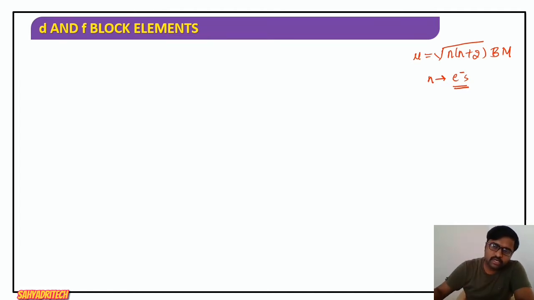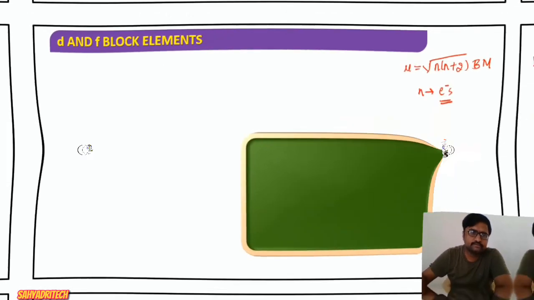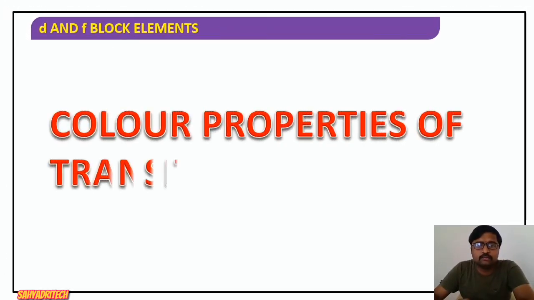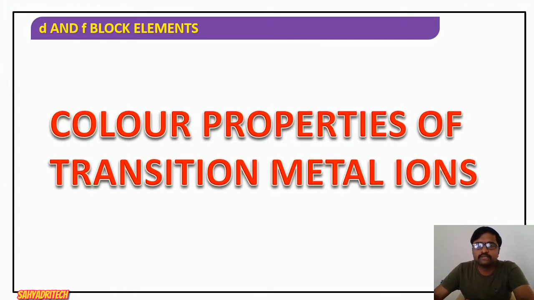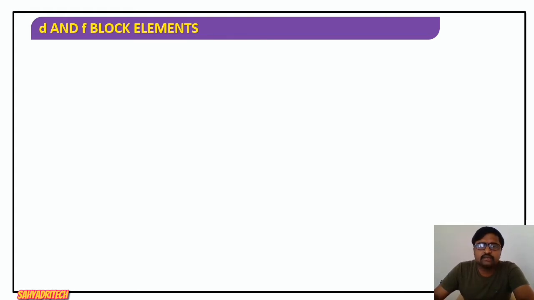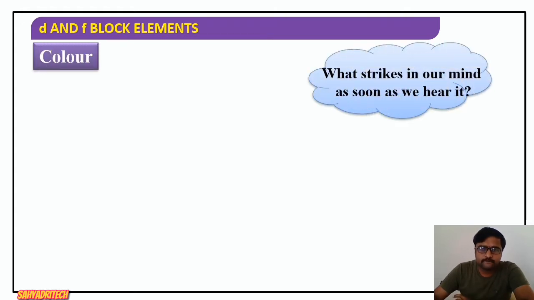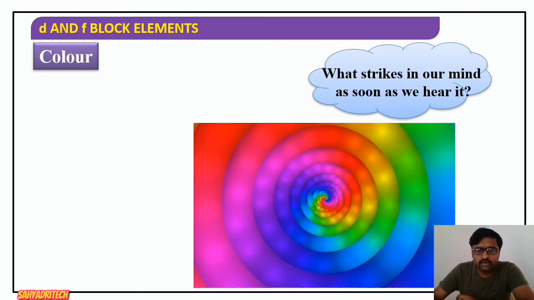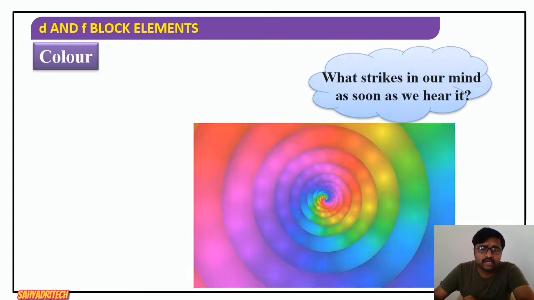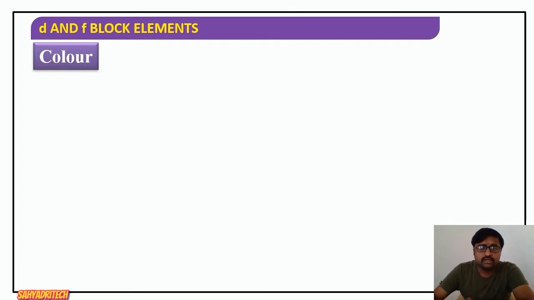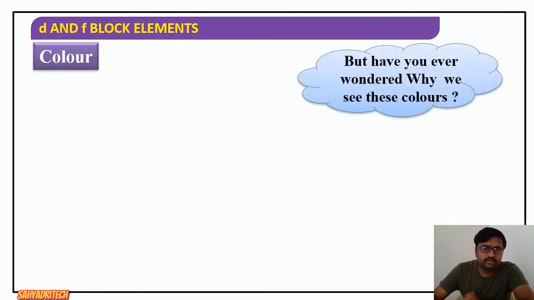The continuing part of the chapter, the property we are looking at, is the color properties of transition metal ions. If I consider the color of the transition metal ions or chemical species, if you think of color, what do you think of? Color means we have different colors. Usually we think of 7 colors: violet, indigo, blue, green, yellow, orange, and red. And the combinations of those result in a large number of colors.